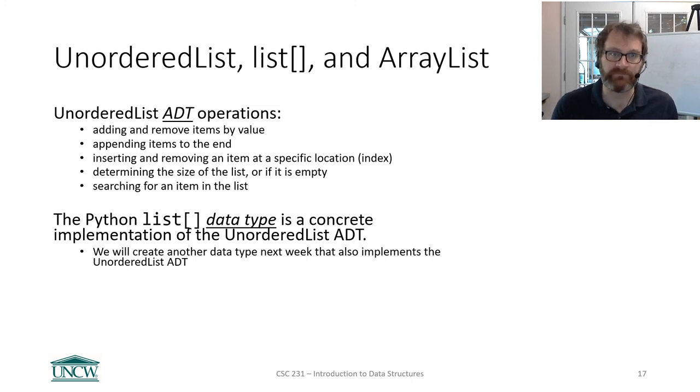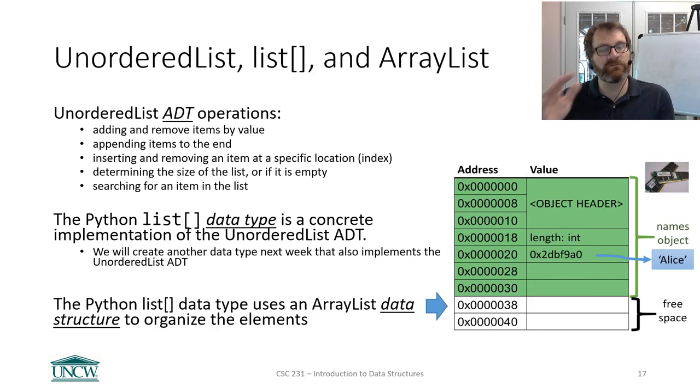Okay? Unordered list is the ADT, general things you can do with a list. Python's list data type, concrete implementation of the unordered list in Python. And then finally, the array-based list, those really nitty-gritty details of how things are stored in contiguous blocks of memory and how the arithmetic works for looking up items by index. That's the data structure. Okay?